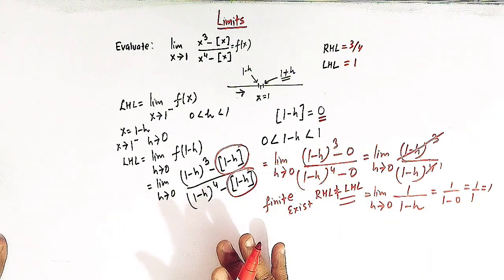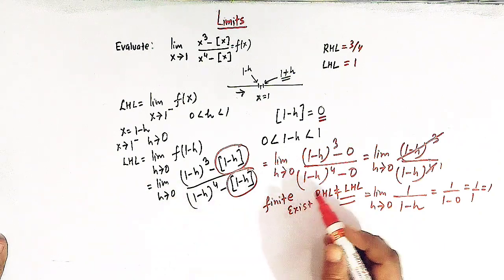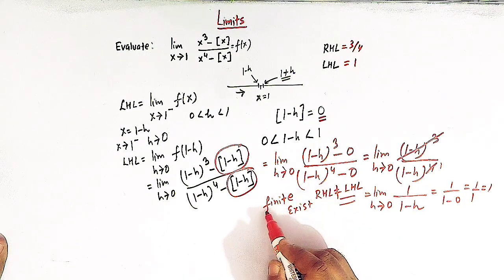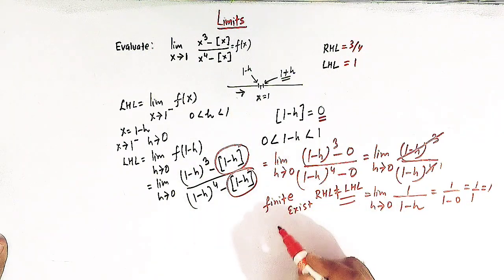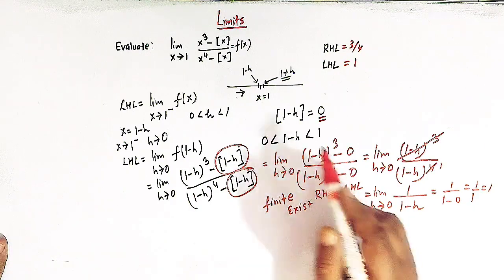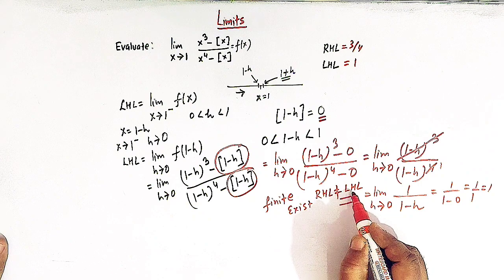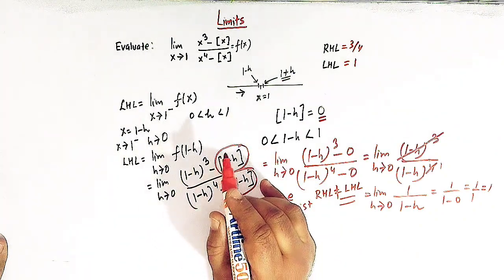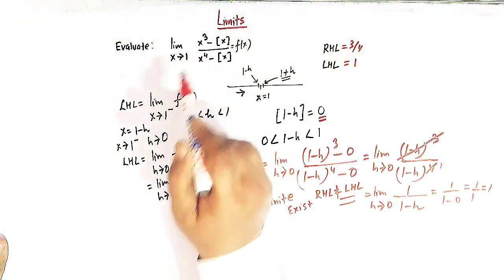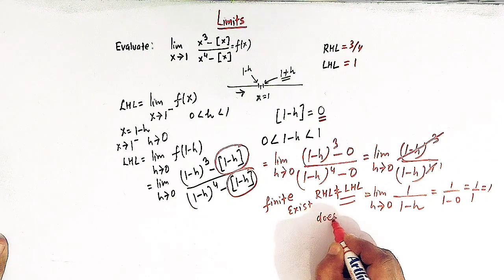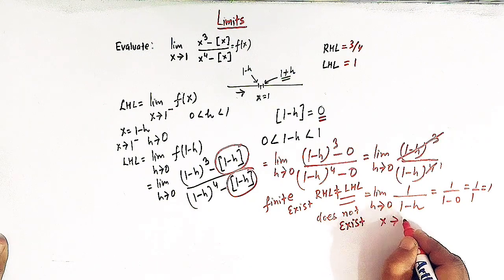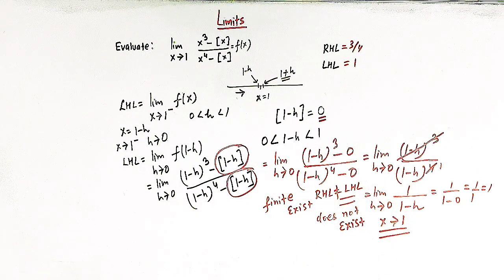And the condition for limit to exist is that the right hand limit and the left hand limit should be equal to each other. Besides, they must be finite and they must exist, right? So in this case, the right hand limit and left hand limit, although they are finite and exist, they are not equal to each other. So we can claim that the limit of this function does not exist when x tends to 1, right? So this is how we can solve these type of problems.